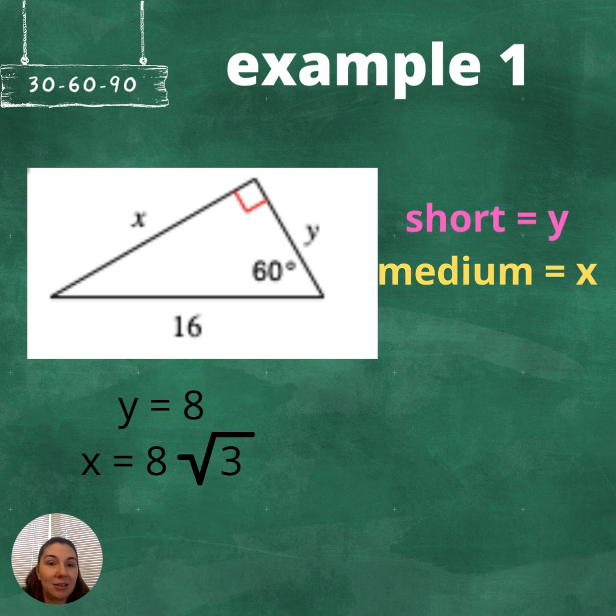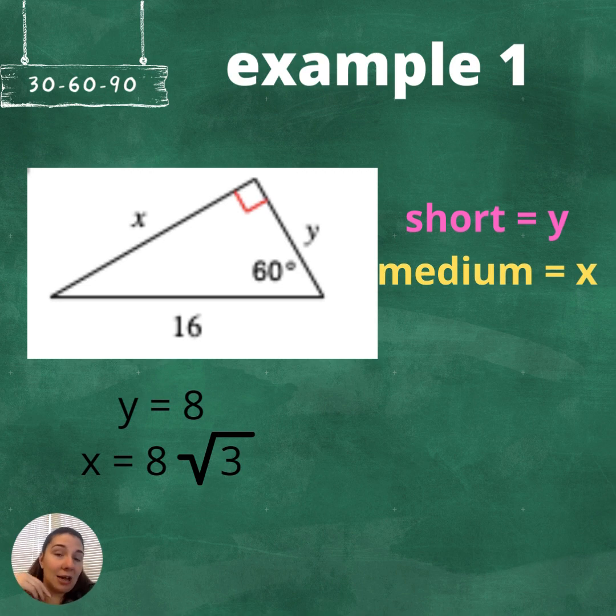Let's see. This one has an answer on it. In this case, they give us a 16 length and they ask us for X and Y. I included the answers on it so that we can talk through it. We know in this case, the short side is labeled with Y and the medium side is labeled with X. We know that because the 60 is in the bottom right corner, so across from that would be the X length.